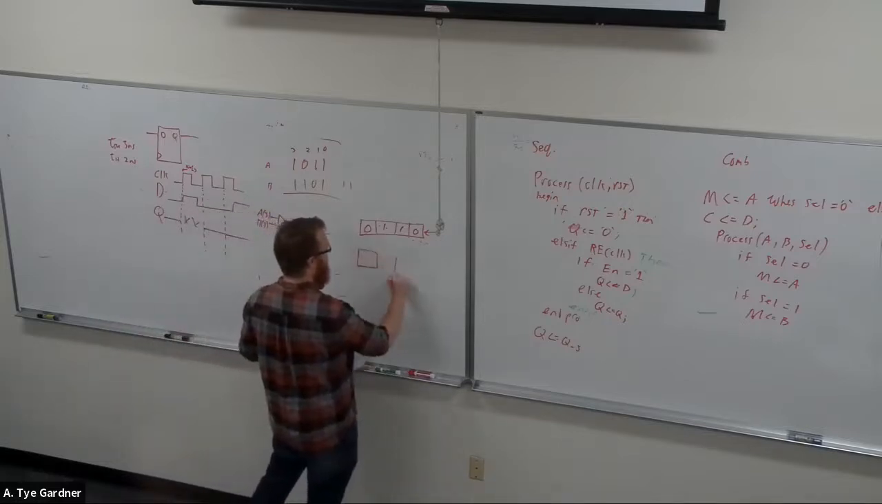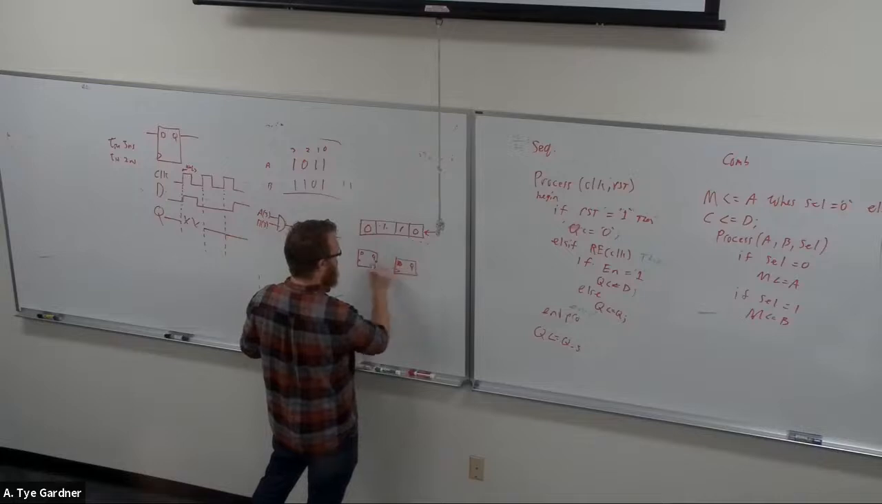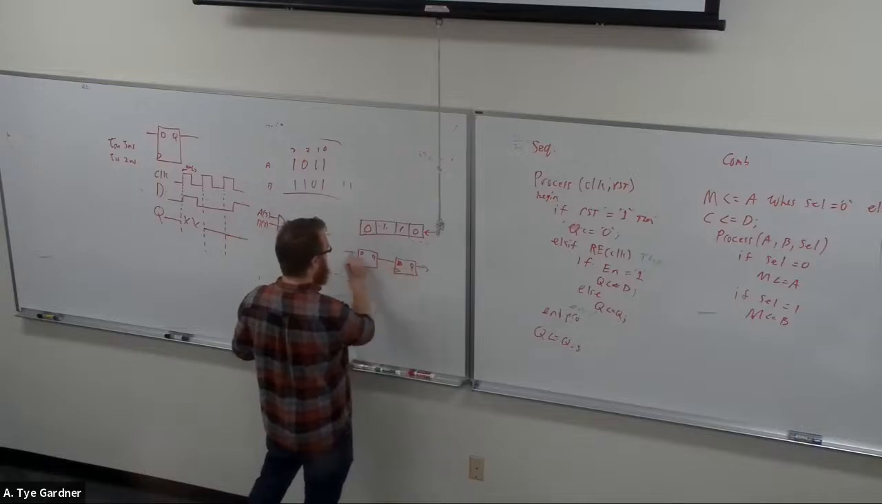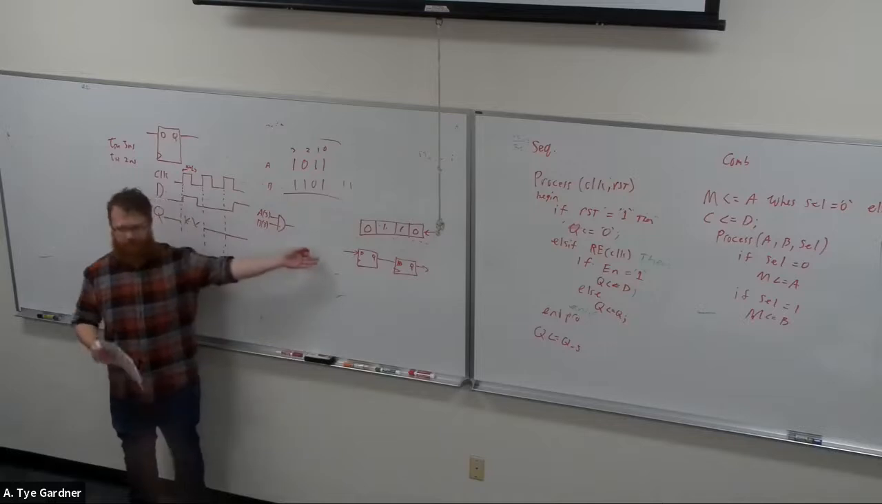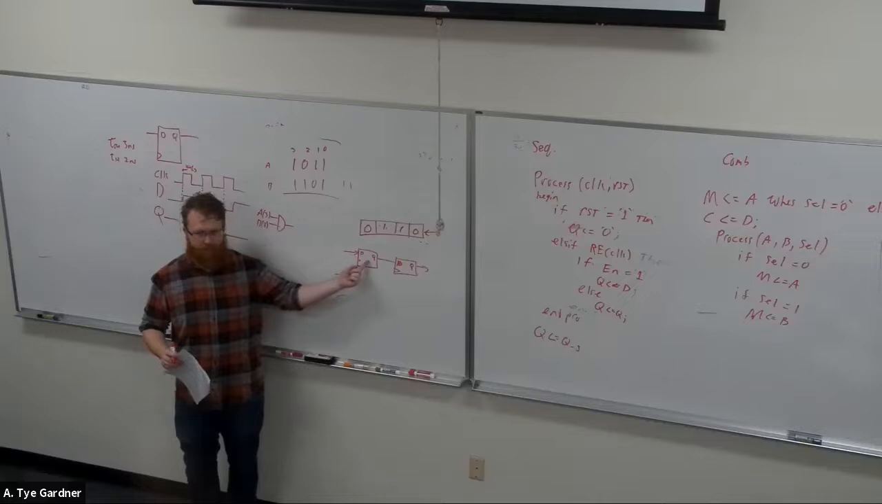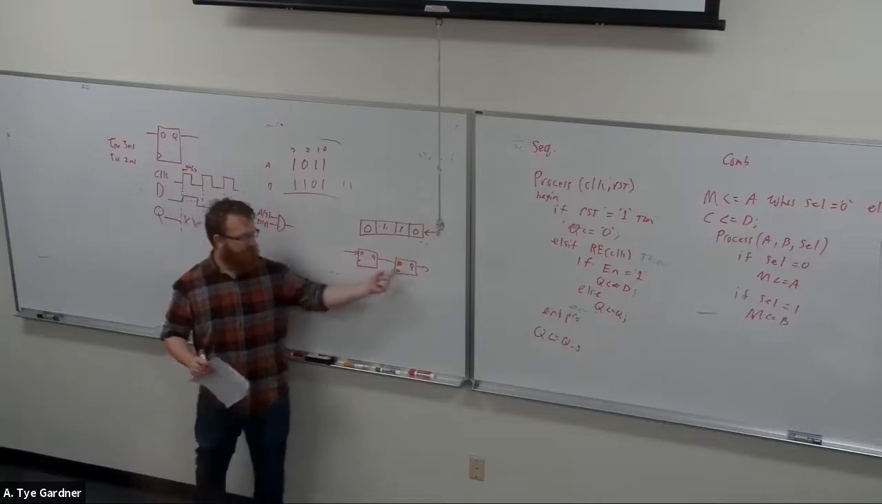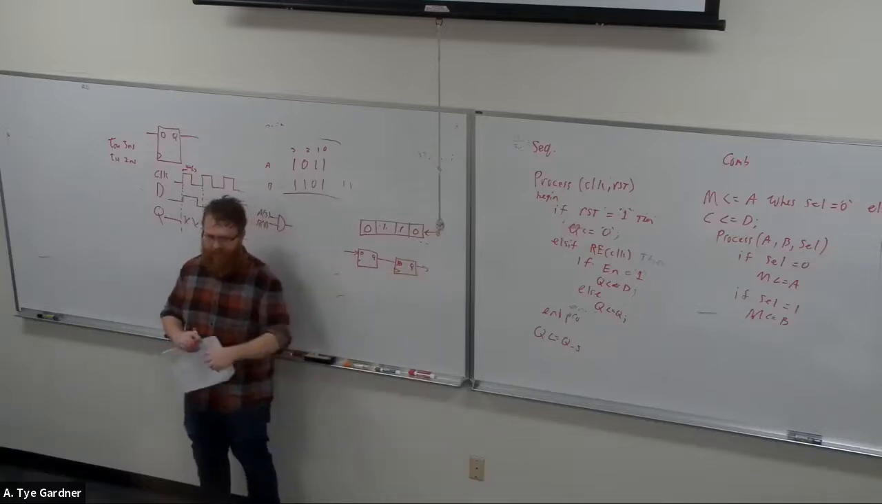The D flip-flop is really as simple as: hook up the clock and I built a shift register. Right, because when the clock hits, whatever's the input gets stored here, whatever is here gets stored here, whatever is here gets stored here, and so on. I built a shift register.